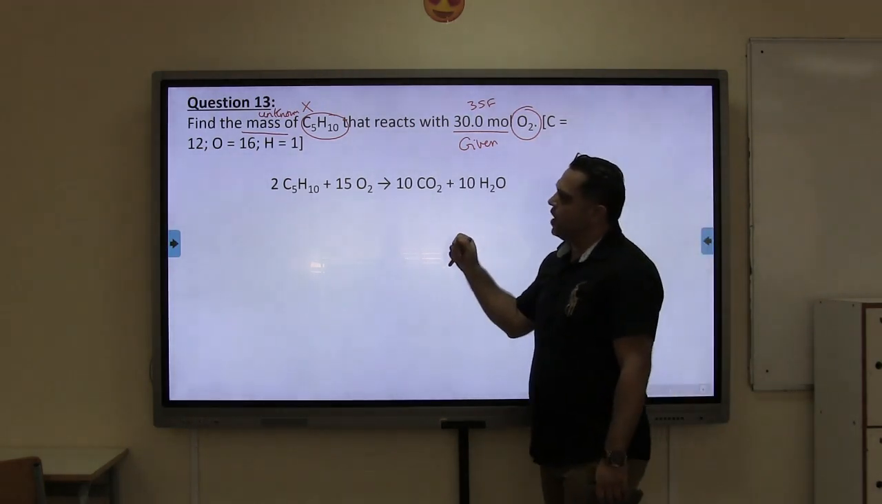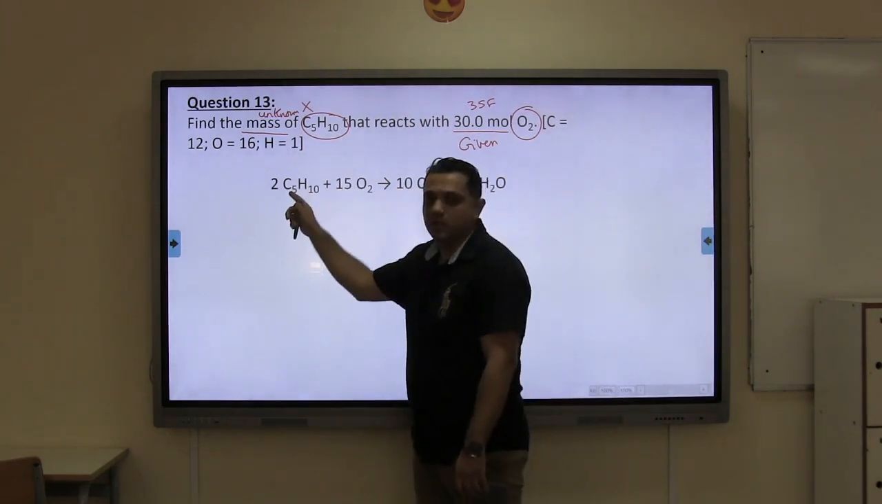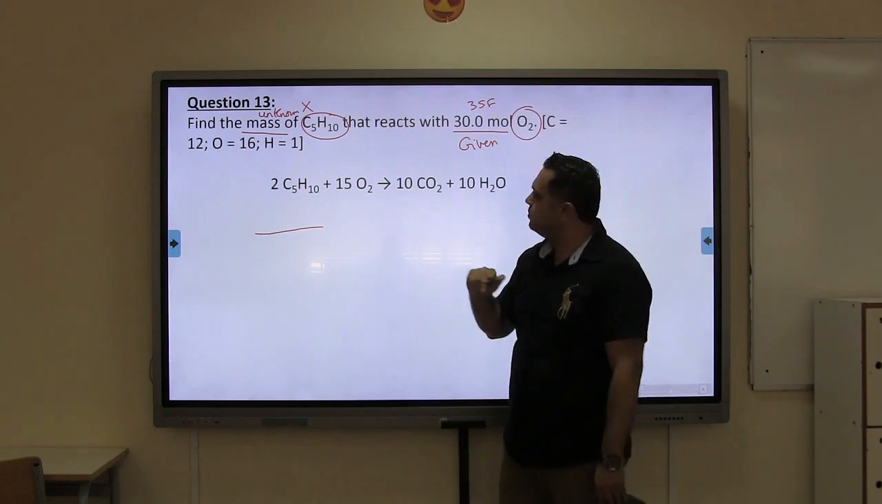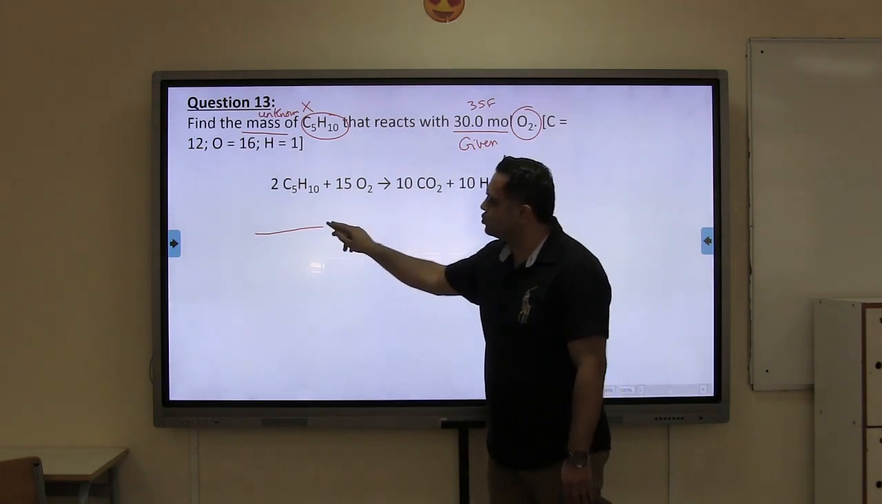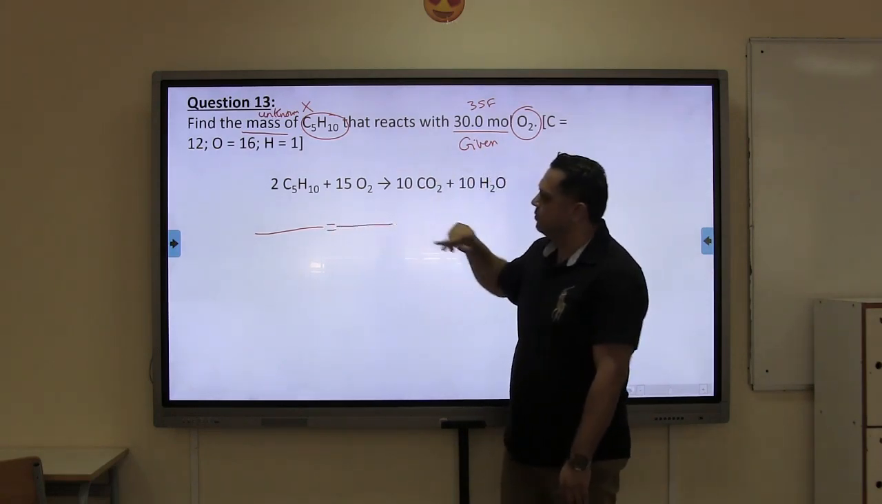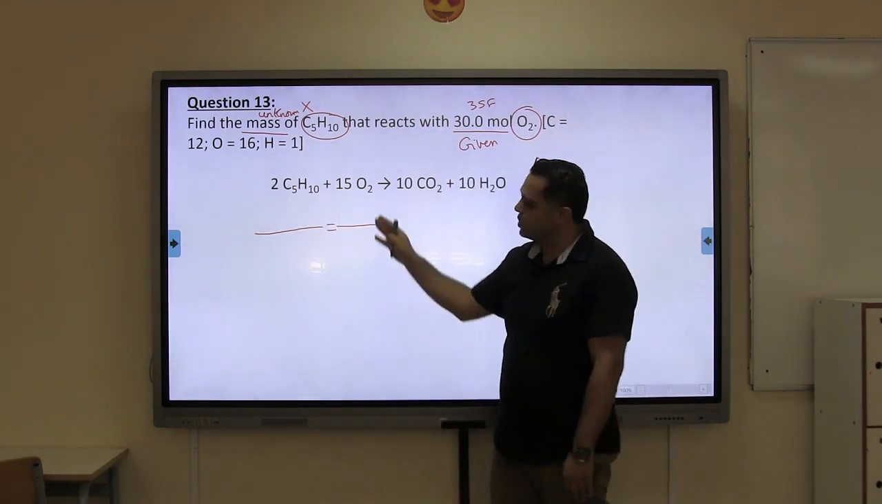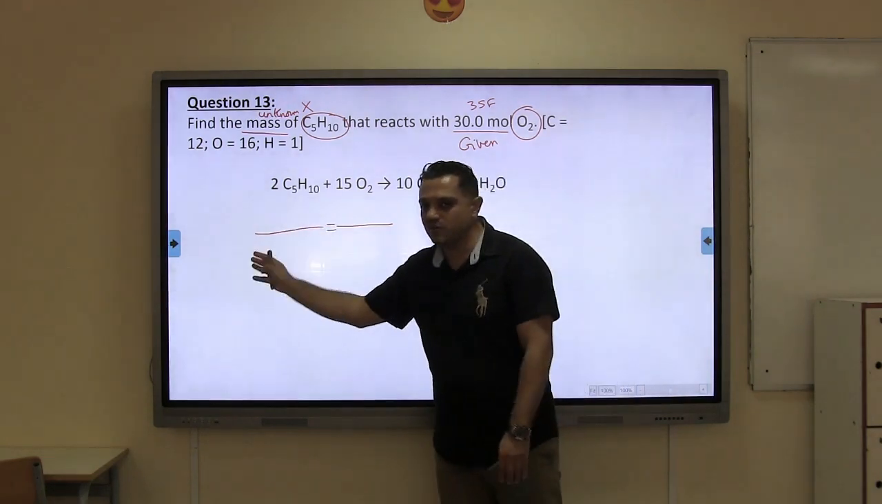Find the mass of C5H10. So the first species will be C5H10. I will draw a line below C5H10. The second species is O2. I will draw a line under O2. These 2 ratios are equal: the ratio for oxygen and the ratio for C5H10.